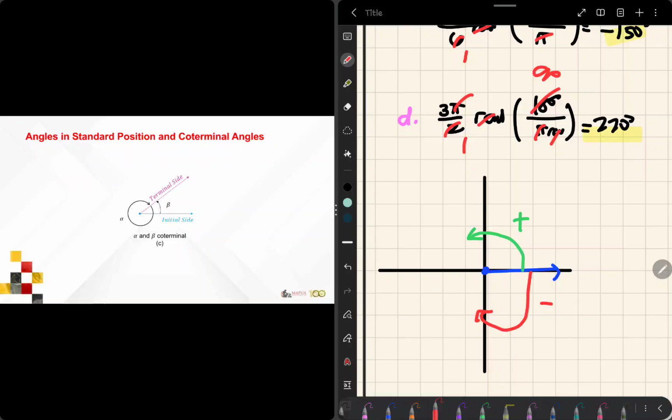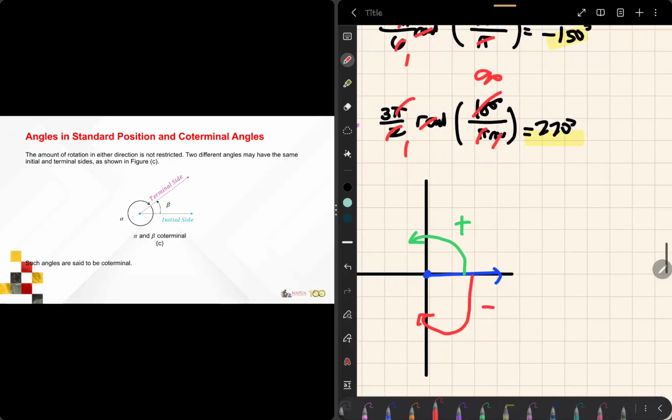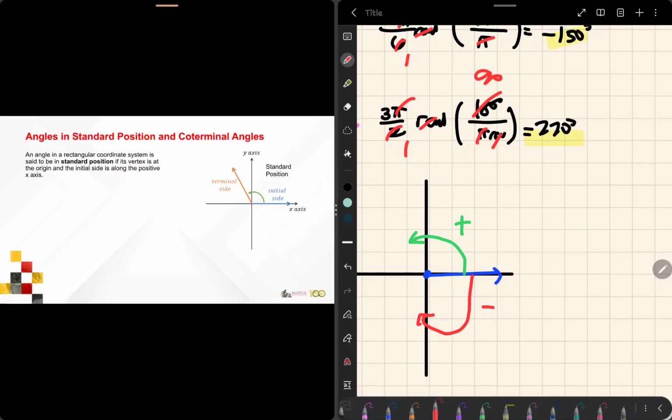Coterminal angles are angles that differ by multiples of 360 degrees, or simply they have the same initial and terminal side. An angle is in standard position if its vertex is at the origin and the initial side is along the positive x-axis. A quadrantal angle is an angle whose terminal side lies on an axis. So for example, this is a quadrantal angle, and next, this is also a quadrantal angle, and next, this is also a quadrantal angle.